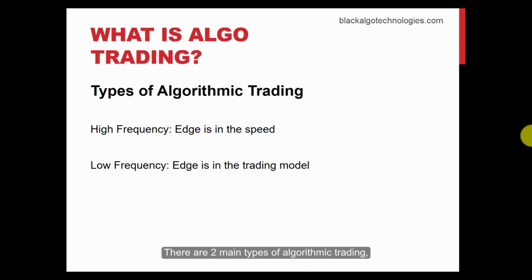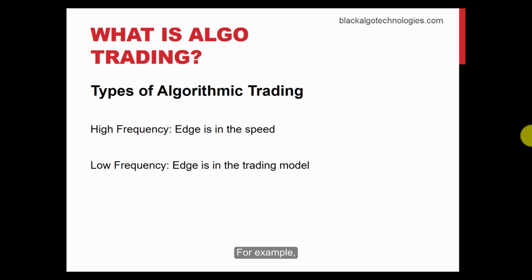There are 2 main types of algorithmic trading. We have the high frequency type and the low frequency type. For the high frequency type, you may hear a lot of definitions, but the way we define it is that the trading edge, so-called your advantage in the markets, is speed.